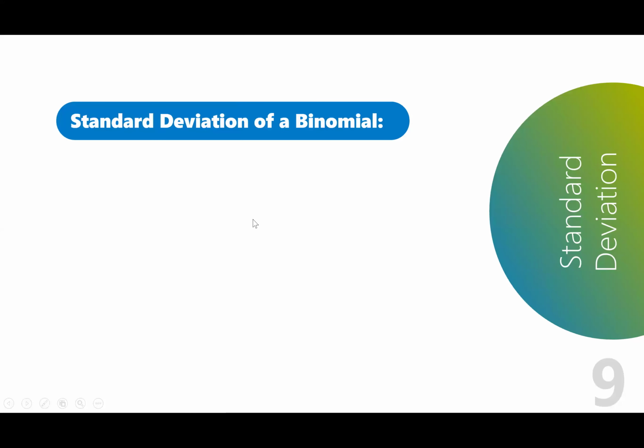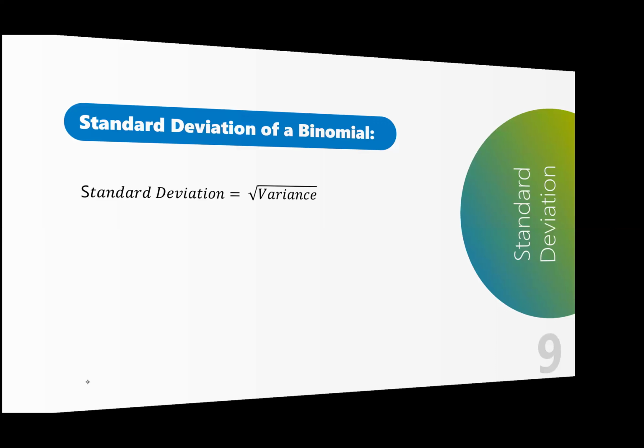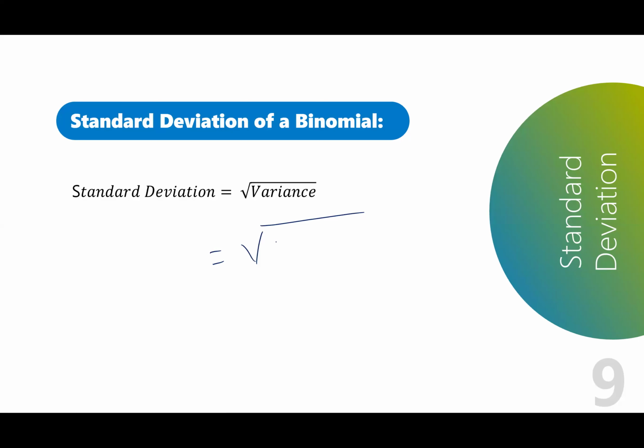Next is the standard deviation. The standard deviation, you know, is the square root of the variance. So I would be right if I say that the standard deviation is equal to the square root of NPQ. It would be right to say that the variance of a binomial is NPQ.